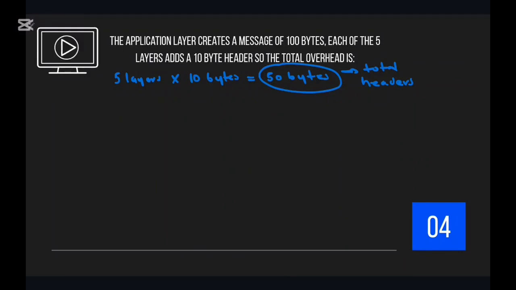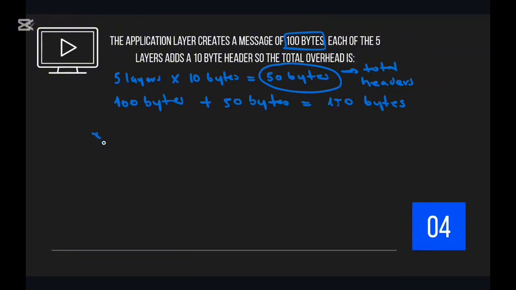The total number of bytes transmitted is 100 bytes plus total headers, which is equal to 150 bytes.